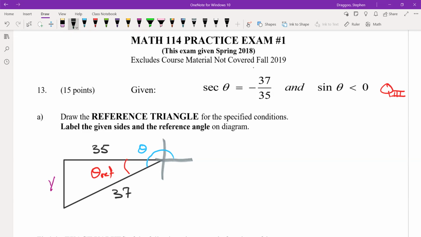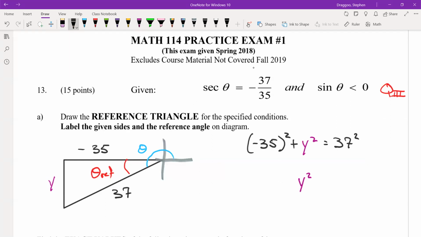Now, I'm in the third quadrant, so both x and y should be negative. So I should have a negative on this 35, and I'm also going to have a negative on y once I solve for it. So go to the Pythagorean theorem to figure out what y should be. I'll have something like (-35) squared plus y squared is equal to 37 squared. Solve that thing for y squared.